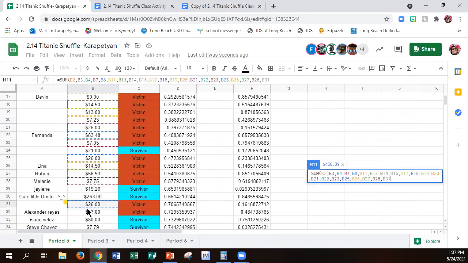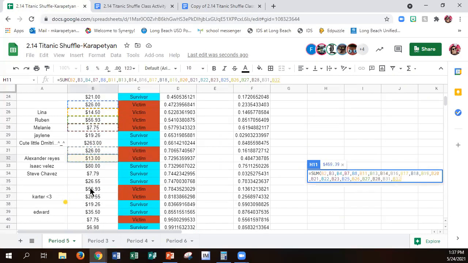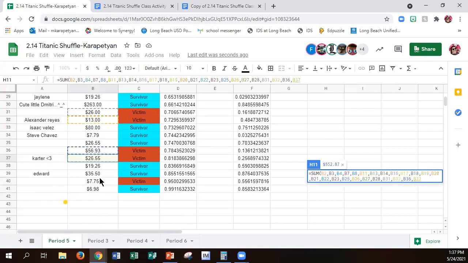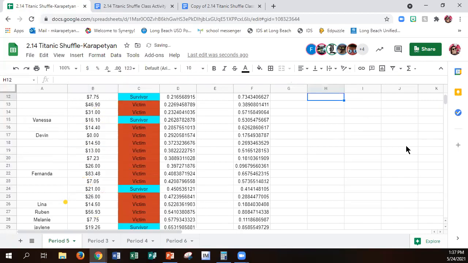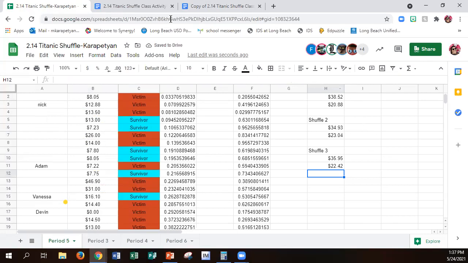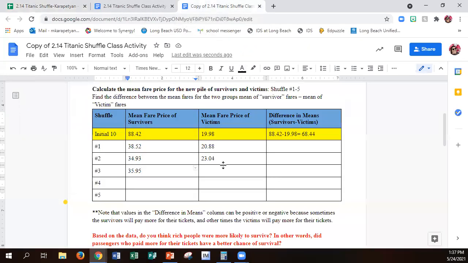21, 22, 23, 24, 25. Okay, add those guys up, close that parentheses for that sum, divide that by 25. Ba-bam. We have 22.42. So the average fair price for those survivors right there was 22.42. Okay, we got 2 more shuffles in us, y'all.